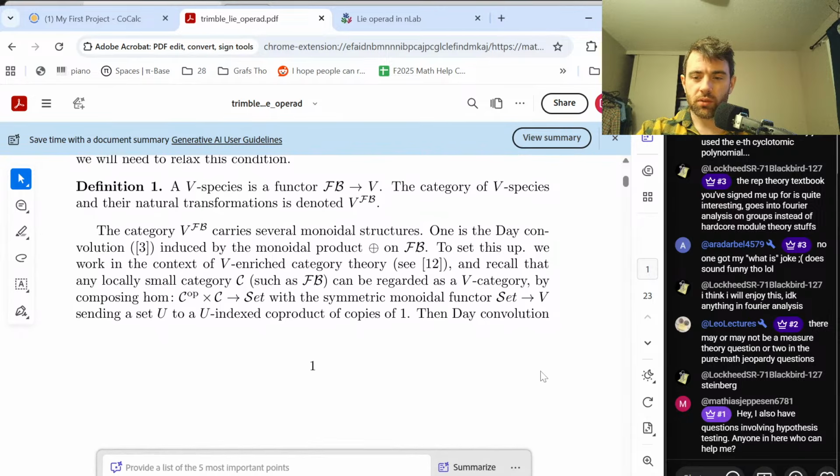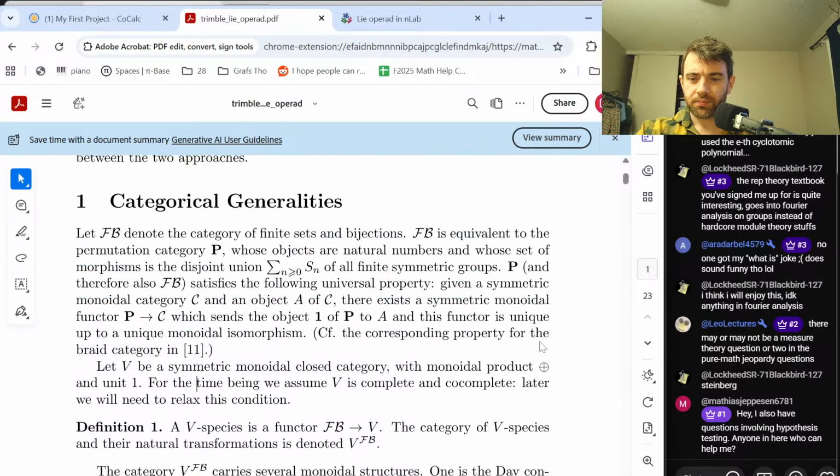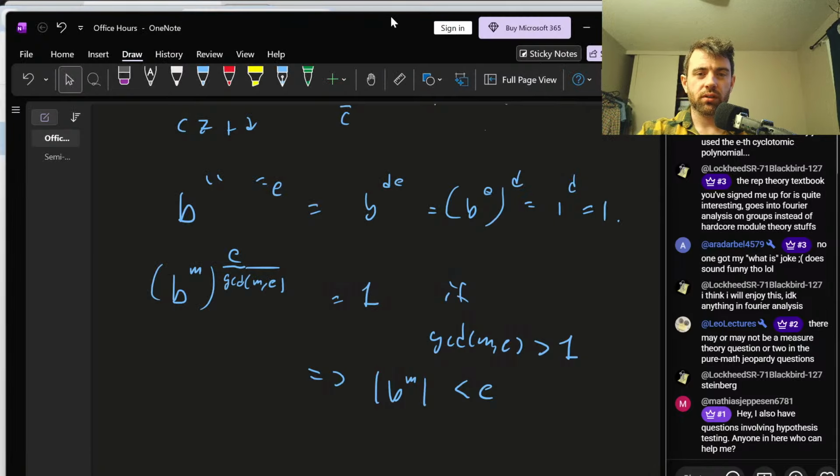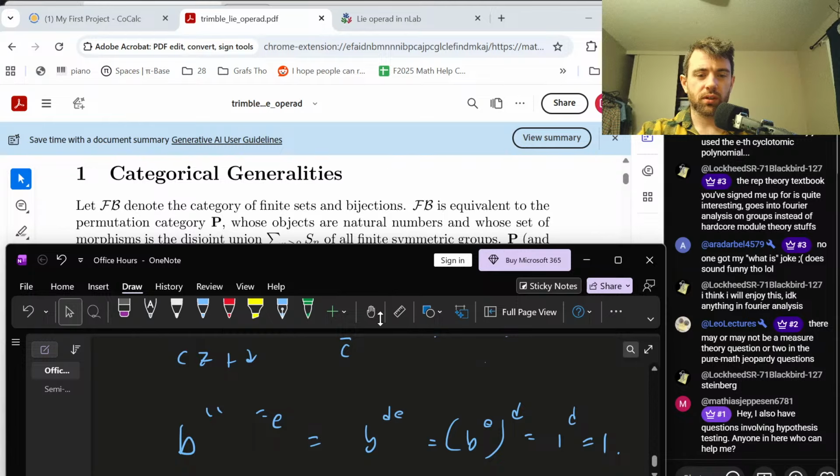Okay, let me write down some definitions. Well, I definitely can't help you with hypothesis testing questions. Not even remotely. I wouldn't even begin to try.